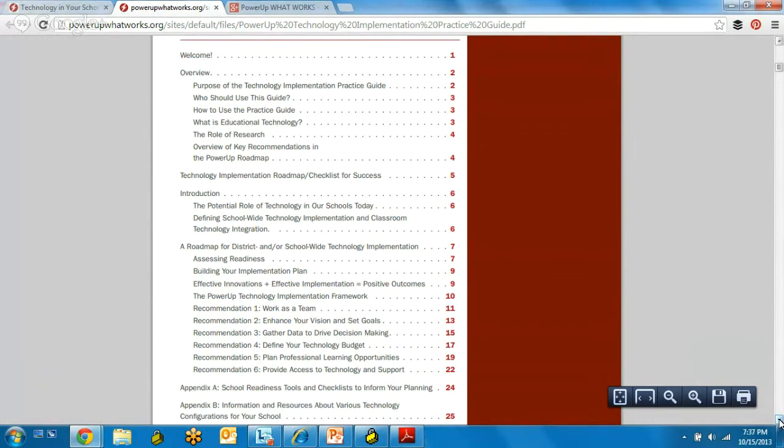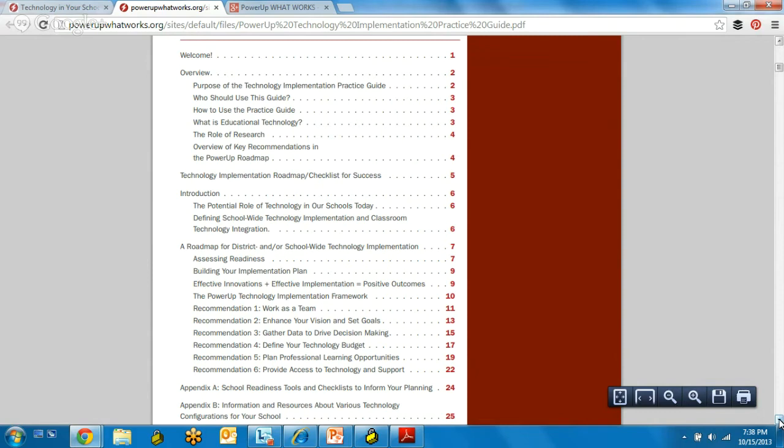So those key topics, those key issues that come up again and again when a school is thinking about technology implementation, we've offered research, we've offered recommendations, we've offered guiding questions, and how you can actually address these kinds of core essential questions when it comes to technology implementation.